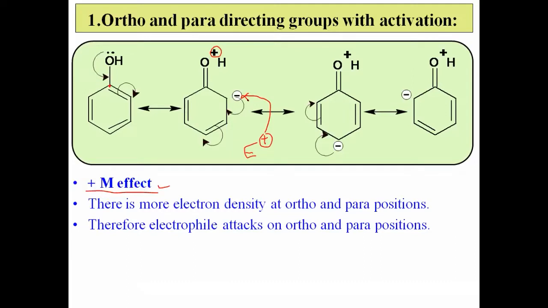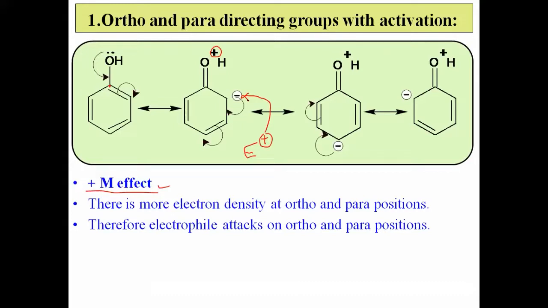Now, similar to phenol, all the other atoms or groups, for example NH2, NHR, SH, are grouped together. All those atoms or groups have a lone pair of electrons and a plus M effect, an electron donating mesomeric effect. They show ortho and para electrophilic substitution, which means those groups are called ortho and para directing groups. Then what about the reactivity?